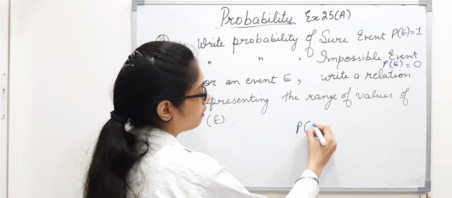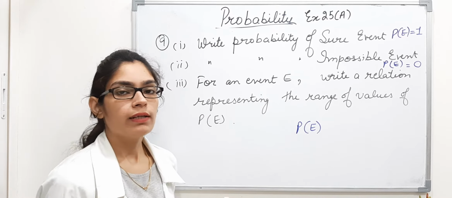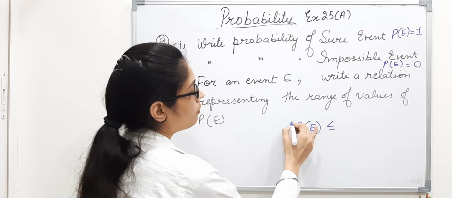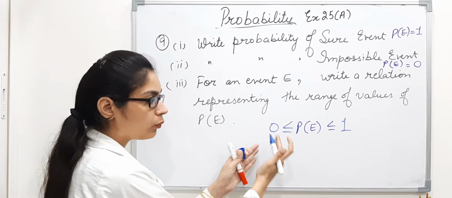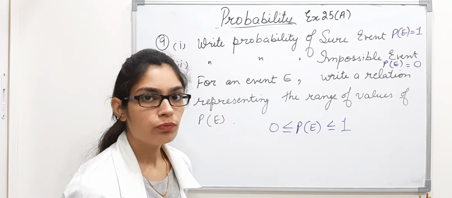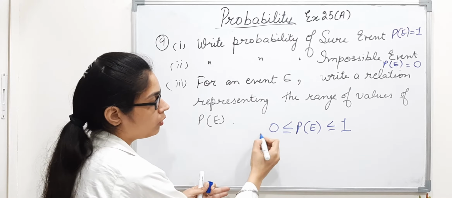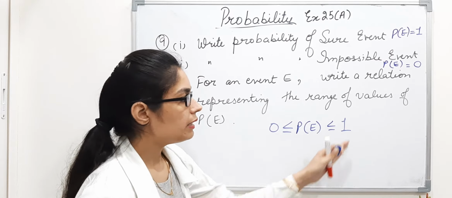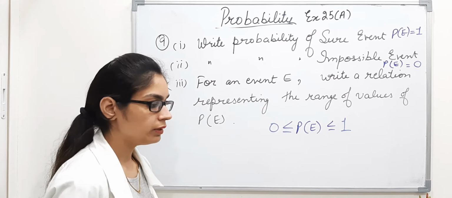So you have to represent the range of values of PE. This thing also we have discussed. PE cannot be negative and it cannot be greater than 1. So it will always lie between 0 and 1. It can be equals to 0, it can be equals to 1, but it will not exceed the value of 1 and it will not go below 0. I mean, it cannot be negative and it cannot be more than 1. So range is 0 to 1. Now let's do the next question.